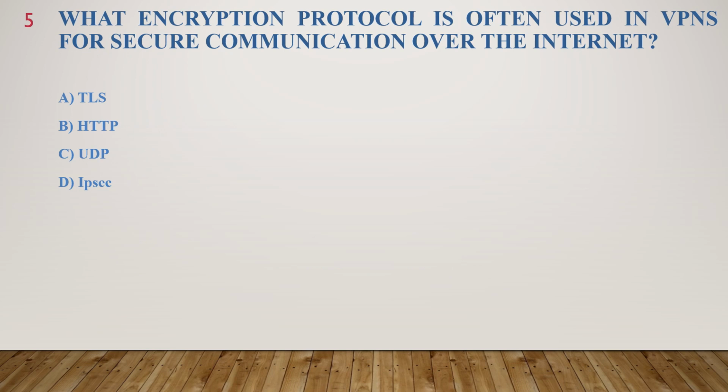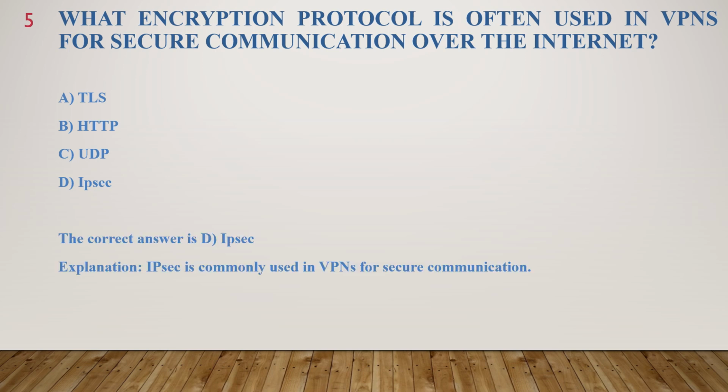Question number 5. What encryption protocol is often used in VPNs for secure communication over the Internet? A. TLS. B. HTTP. C. UDP. D. IPsec. The encryption protocol most commonly used in VPNs for secure communication over the Internet is D. IPsec, Internet Protocol Security. IPsec stands for Internet Protocol Security and provides suite-level encryption and authentication for IP packets at the network layer, Layer 3.